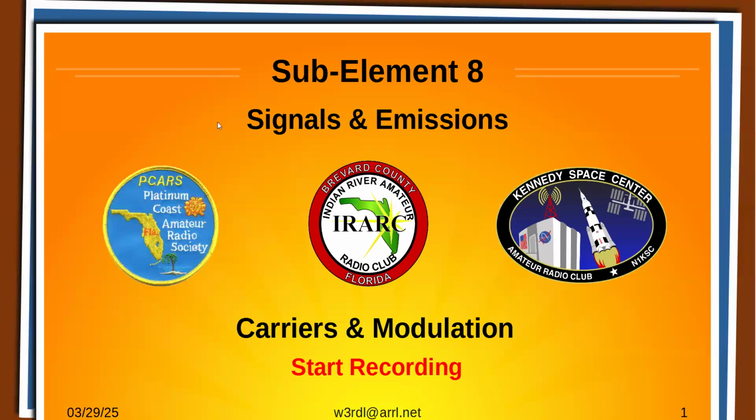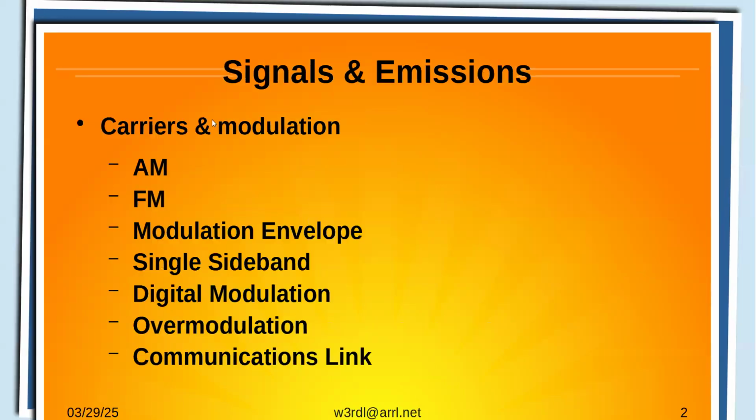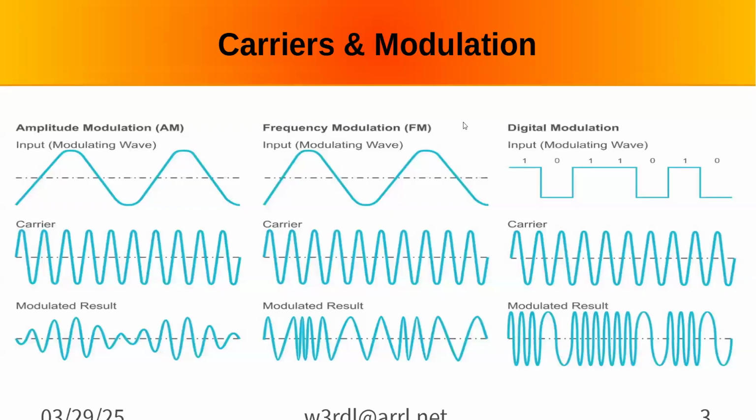Okay, so we'll talk a little about carriers and modulation, AM and FM, the modulation envelope, single sideband, some digital modulation techniques, the effect of overmodulation, and a little bit about a communications link, which doesn't seem to fit with the others, but that's where they stuck it.